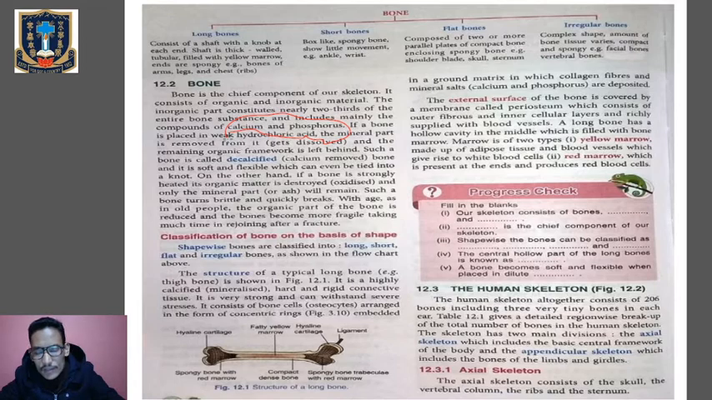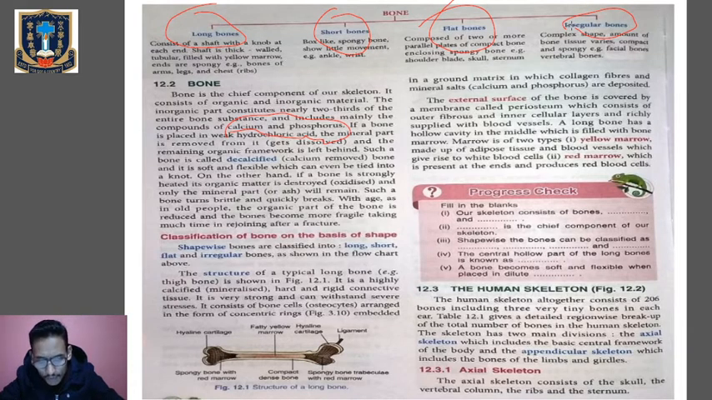Okay, it will take much time for the bones to rejoin. Okay, next one, let's go to the classification of bones. On the basis of shape, we have got long bones, short bones, flat bones, and irregular bones. So these are the types of bones which have been classified on the basis of their shape.